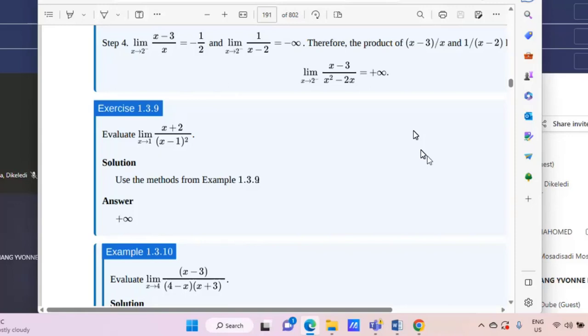Here is my question to you. You evaluated this limit when x approaches 4. Is that what you did? Yes. And all of you got positive infinity. Bianca, Lebo, you just evaluated this expression when x approaches 4, as it is, eh? Yes, sir.